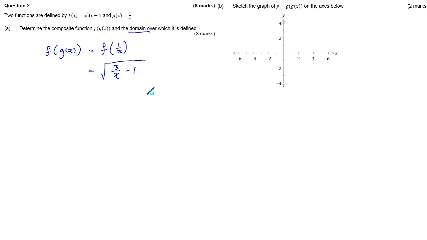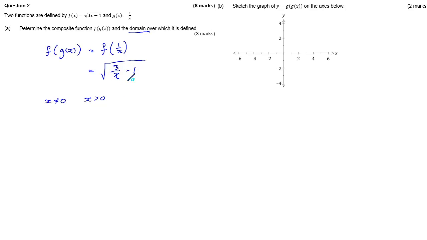Now let's think about the domain. Well, straight away we can spot that x can't be 0. We can't have a 0 in the denominator here. We're going to need x to be positive, because if x is negative, the whole contents are negative. So x must be greater than 0.